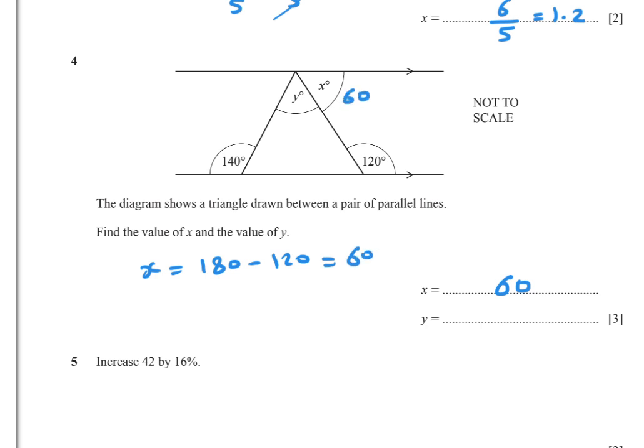Now to find y, x plus y equals 140 because alternate angles. Because x equals 60, so 60 plus y equals 140. So y equals 140 minus 60, which is 80.